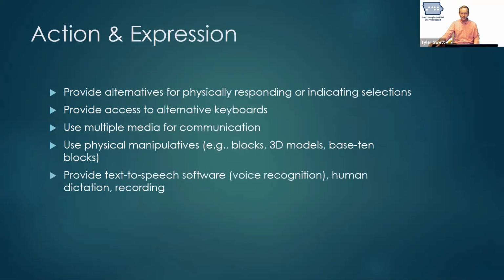And then the last chunk is action and expression. This is providing alternatives for physically responding or indicating selections. It's the same concept as those whole group discussions or whole class interactions. When you say turn to your partner and tell them, those are different ways to do that. When you're indicating selection, this is where you're trying to have them show you what they know.